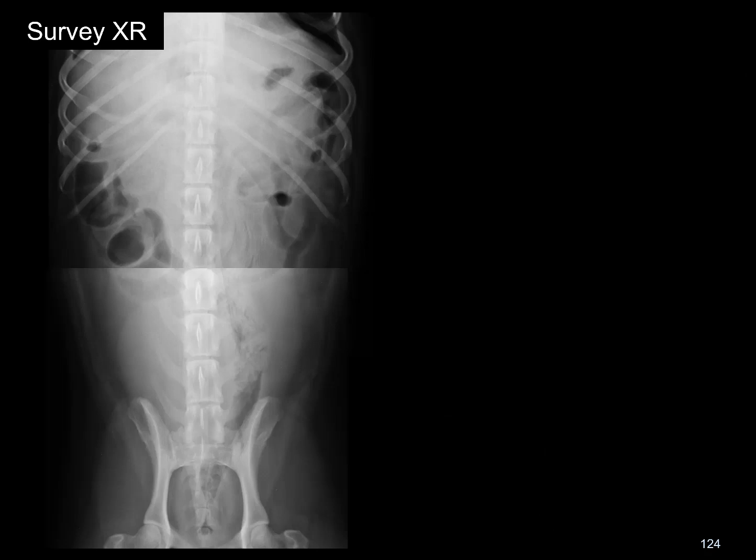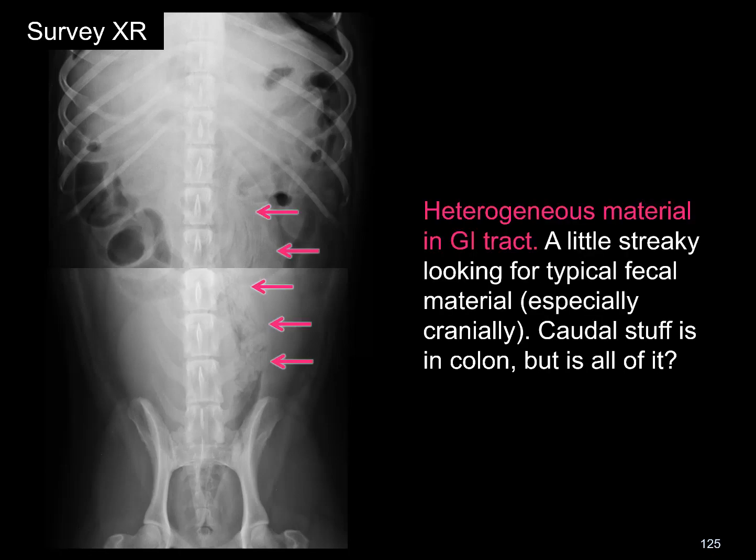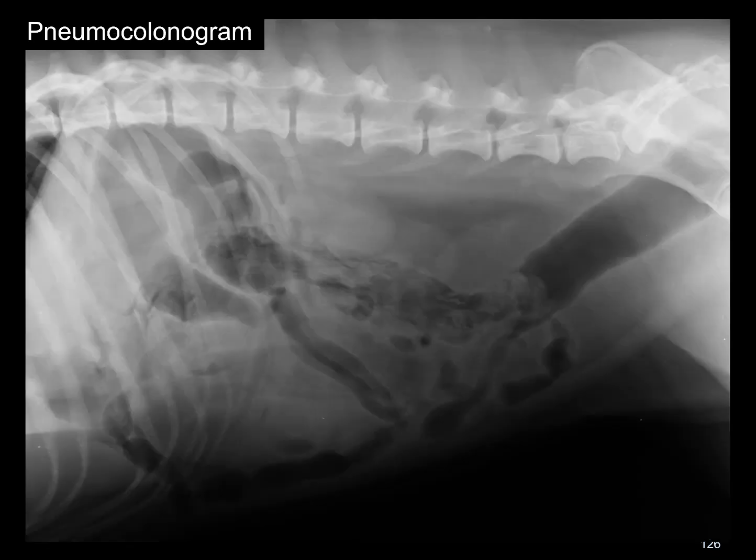So again, on survey radiographs, I can see that this material more caudally looks pretty suspicious for just normal fecal material, but this streaky striated stuff, again, might still be in the colon, but I don't think it's a slam dunk at this point. So here we need to consider doing a pneumocolonogram. Dilate the colon with gas, see if the gas will get all the way around that material to demonstrate that it is in the colon, or once we've identified the colon, confirm that this material is in some other loop.